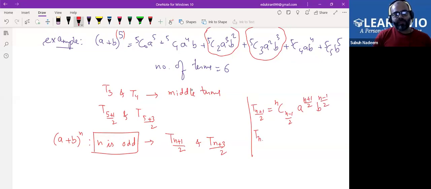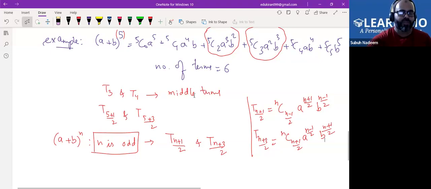And for (n plus 3) by 2, the other middle term, it will be nC(n plus 1)/2, a to the power (n minus 1) by 2, b to the power (n plus 1) by 2. So these two terms are there. So write this theory first. Now we'll see a few questions.